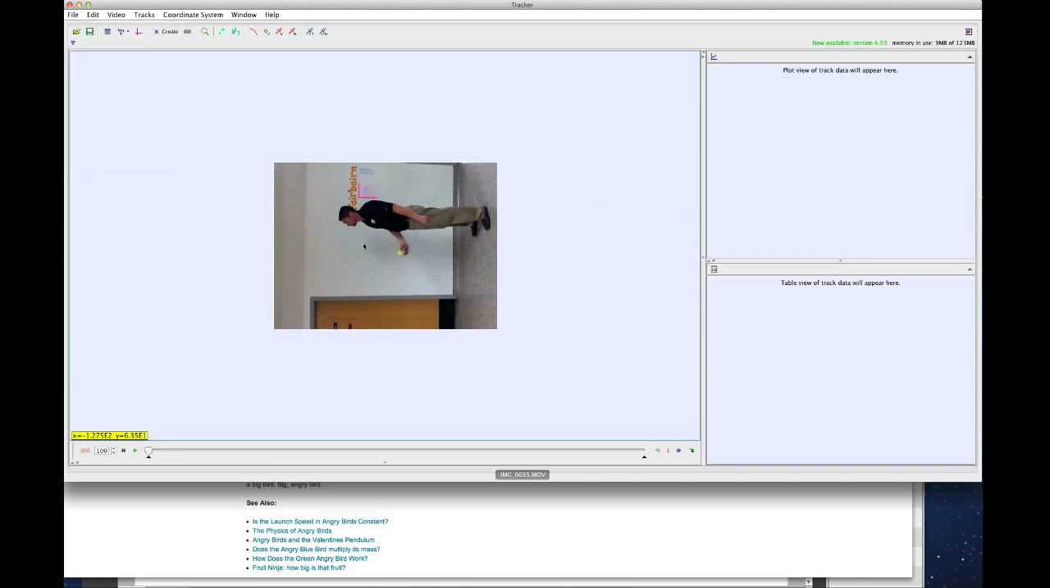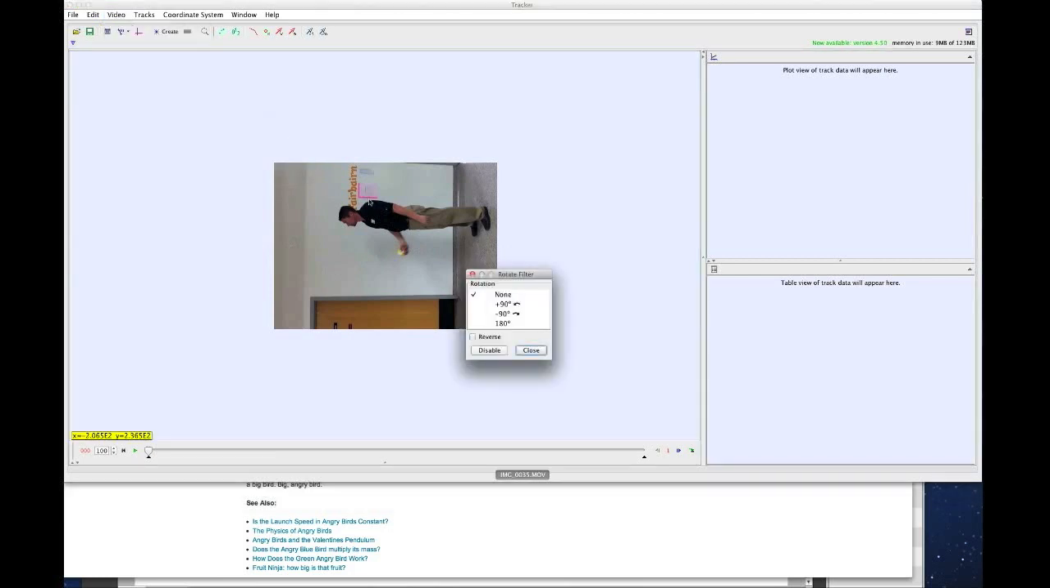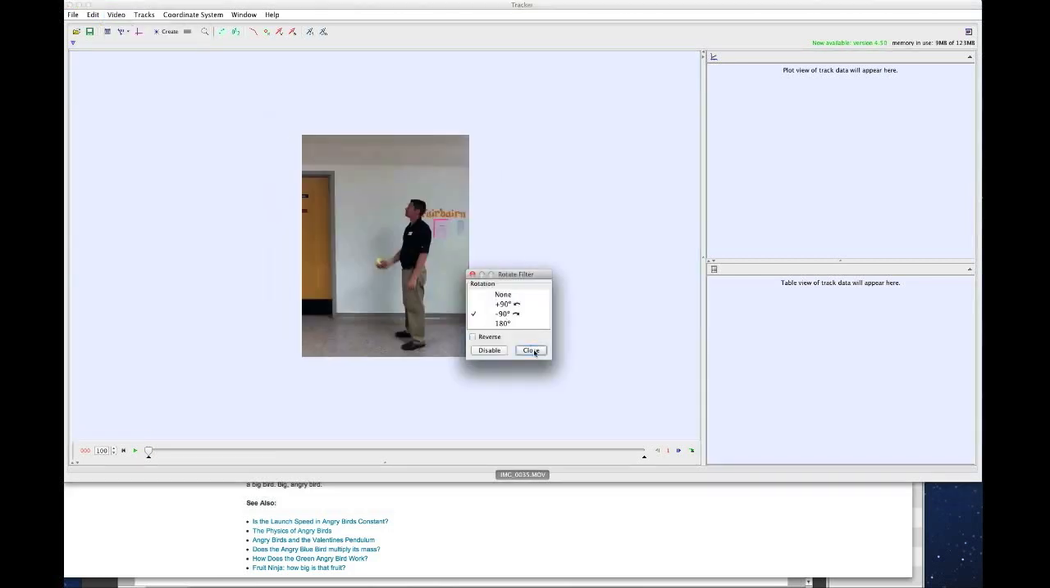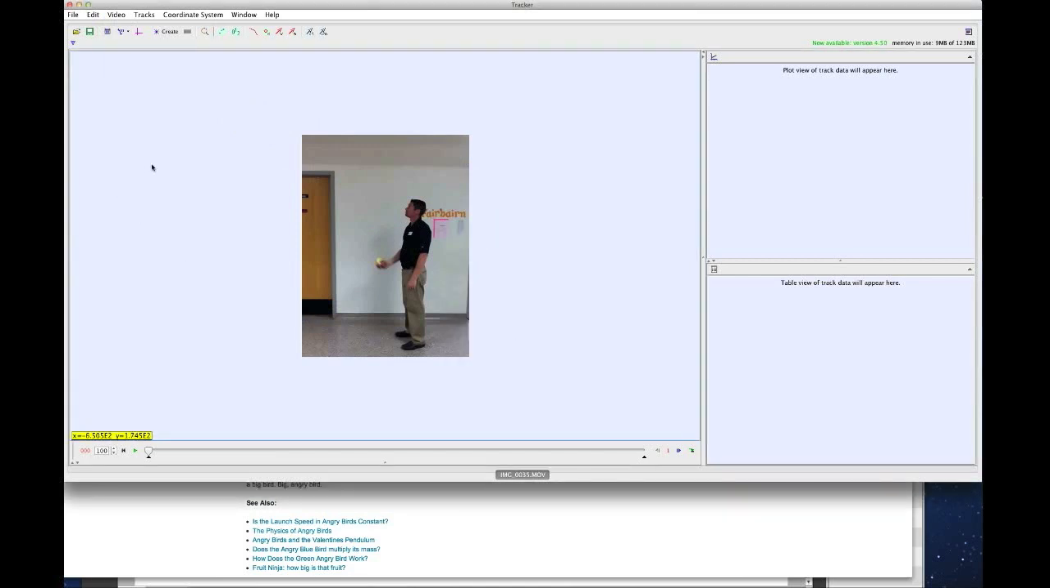Now, he's going to be throwing the ball up, so it'll help us if we rotate this video, because I took this on my iPad. So we go to Video, Filters, and we go to Rotate, then click Properties, and we want to rotate it like so.